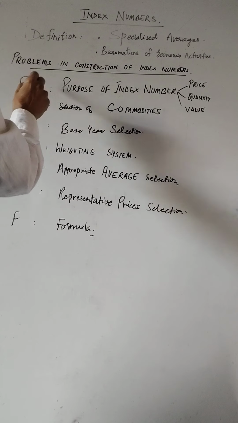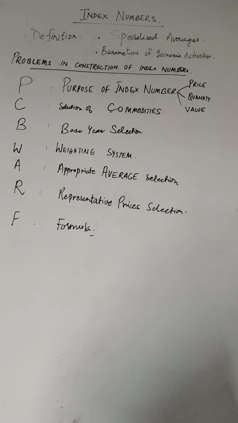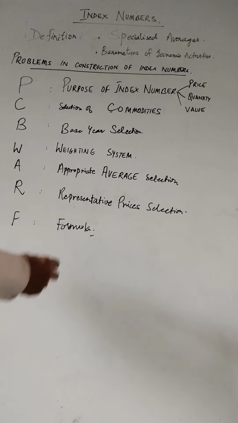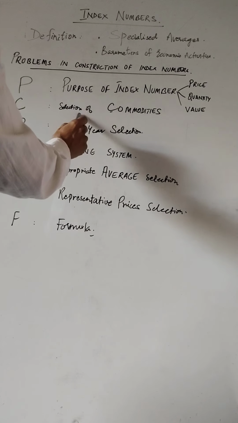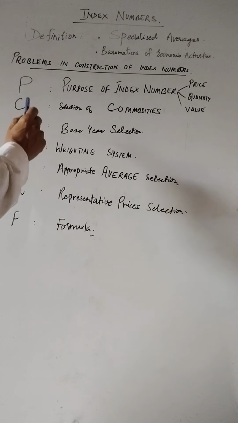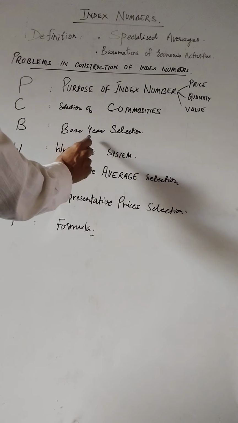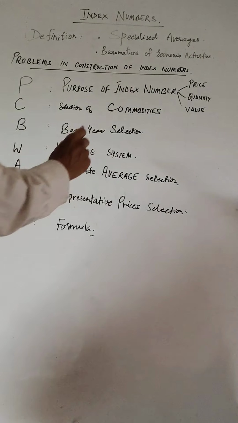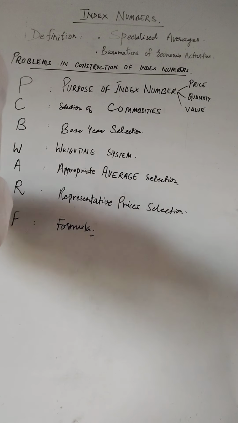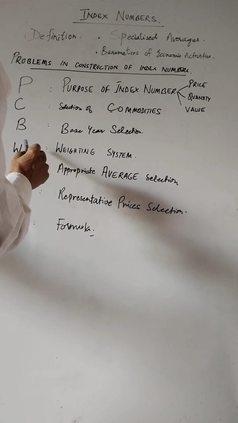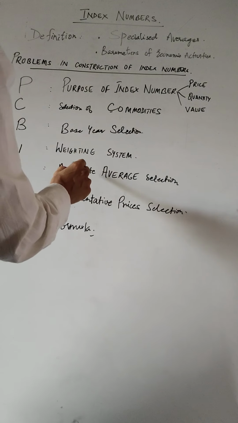So what is P? P stands for, one big problem is, what is the purpose of index numbers? That is very important. Then C for commodities. What commodities will you select when you are making the index numbers? Then B stands for base year selection. Which is the base year that you will take, which you will select for making these index numbers? Then with W you have, what is the system of weighting? The weights, how are you going to make those?